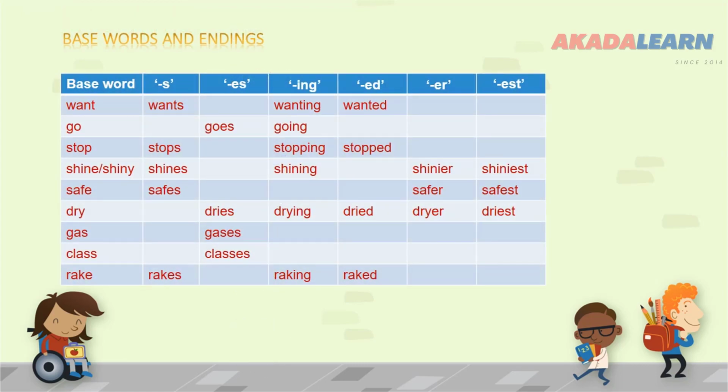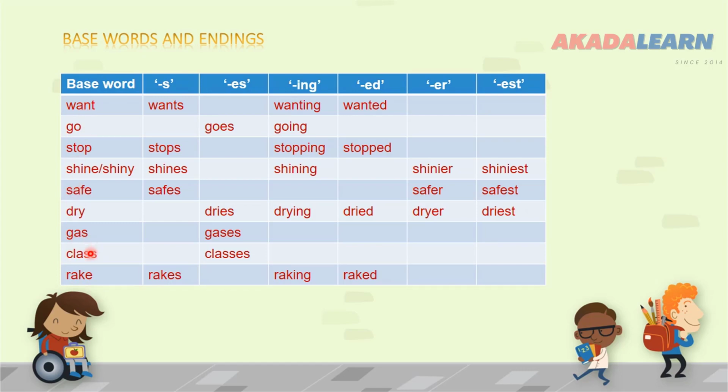Now we've come to base words and their endings. We're almost done. So what are base words? Base words are words that have nothing added to them yet. So these are all base words: want, go, stop, shine or shiny, safe, dry, gas, class, and rake. All these words are base words. They don't have anything added to them yet.